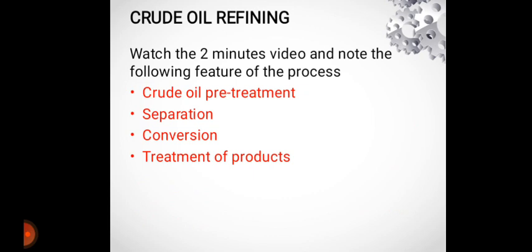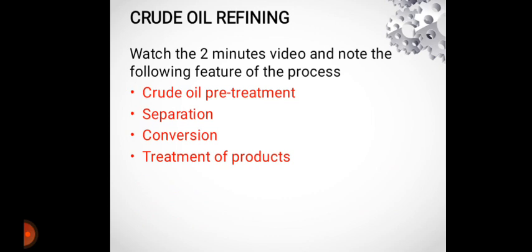Now let us look at crude oil refining after looking at the properties of crude. And in looking at crude oil refining, we are going to watch a 2-minute video. And as you watch this video, note the following features of the process: crude oil pretreatment, separation, conversion, treatment of products.